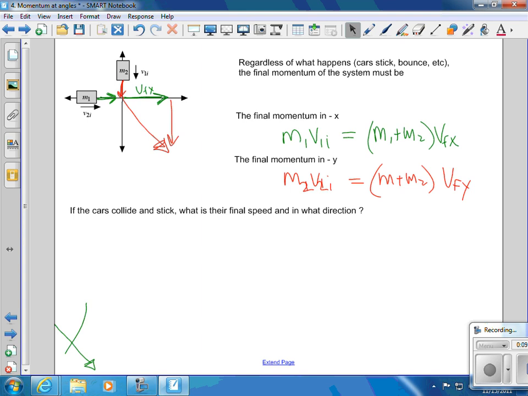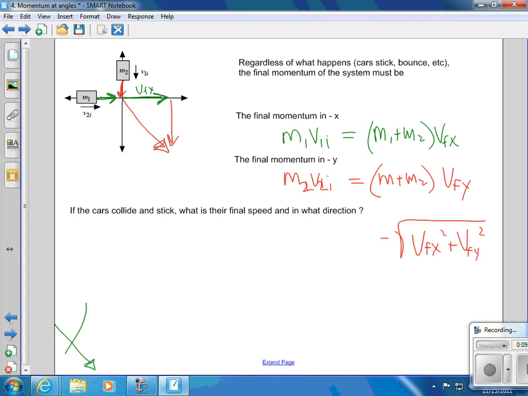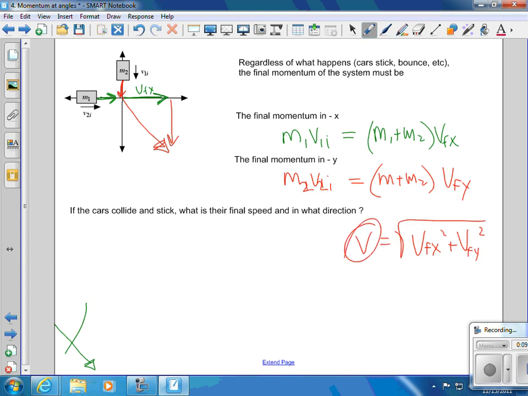So if the cars collide and stick, what is their final speed? What you can do to find the final speed is simply take v final x and v final y, Pythagorate them, and find the final speed, and that's how fast the two objects are going. I'm sorry, I lost my color coding here. That should have been the blue. This should all be in blue. I'm sorry about that. And you can find the final speed.